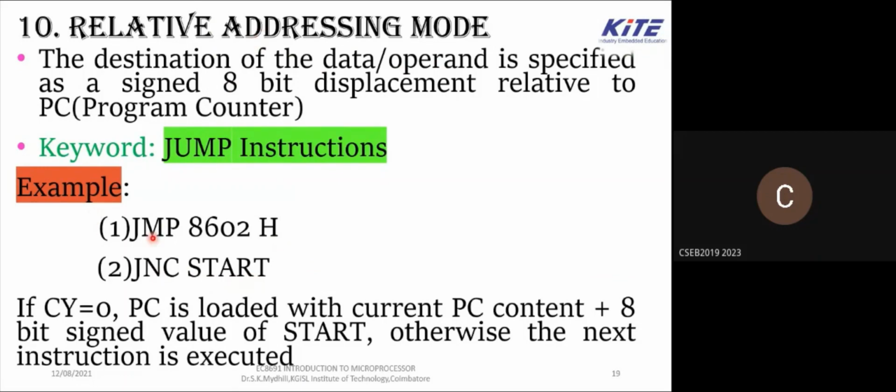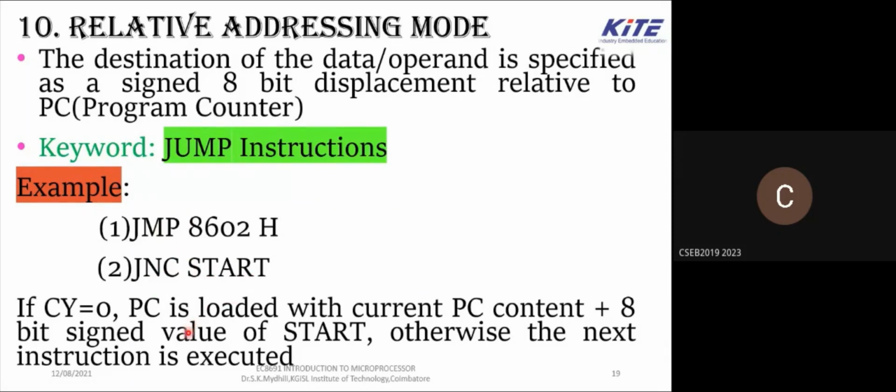So the example here is jump 8602. Here there is no condition. The specification is that the next instruction must move to the address location 8602. The other example is with a condition: jump on no carry to the start. If there is no carry from the previous step, then you go to the start.